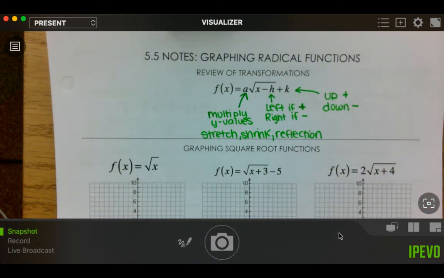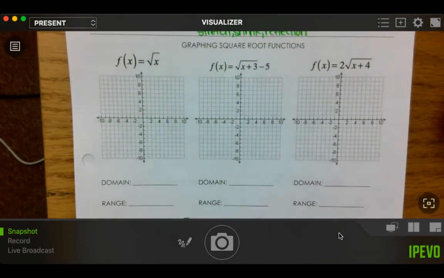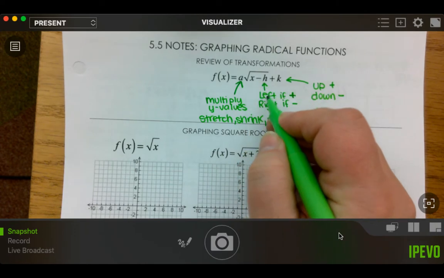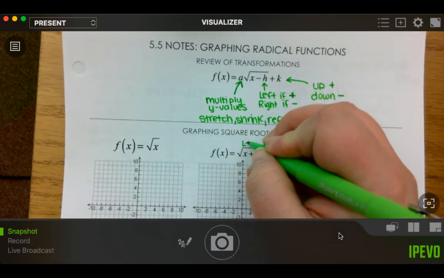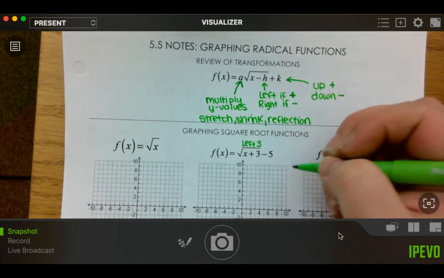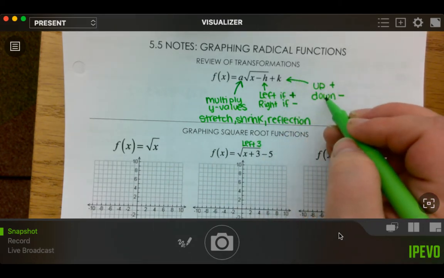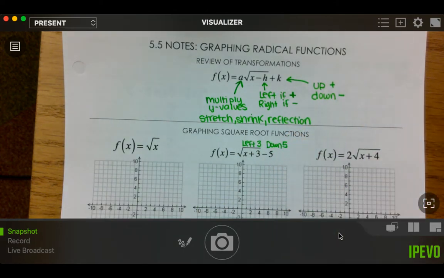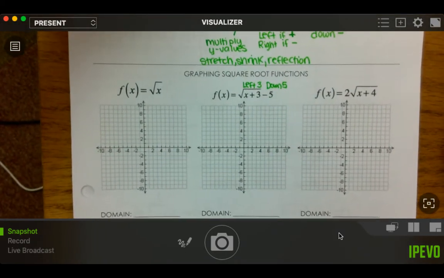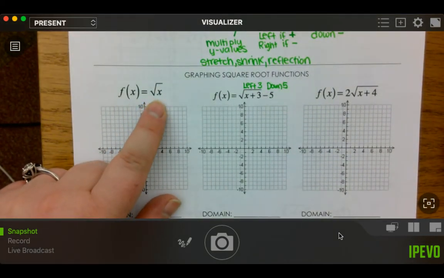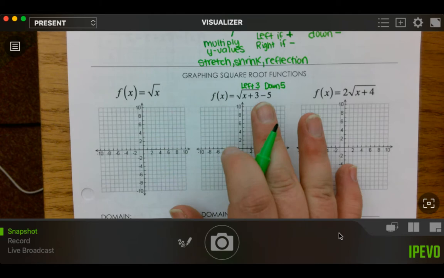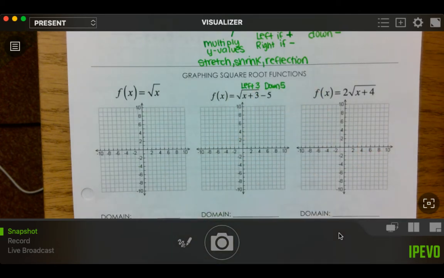So here's why that's important. We are going to graph the square root function over here first, and then we're going to move it. So for example, since this is a plus on the inside, it goes left if it's a plus, so this goes left 3, and there's a minus on the outside, so that's going to be down 5. And what we're going to be moving left 3 and down 5 is the original f of x equals the square root of x function. So whatever this is over here, all we have to do is move all of the points left 3 down 5. And what I'm going to do is draw a table.